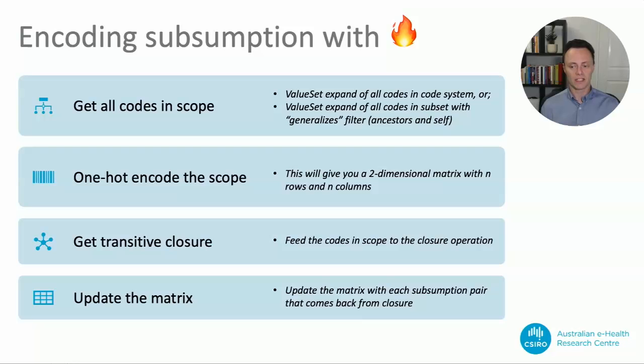This builds up a table of subsumption relationships between the codes. The closure operation will give back pairs. The first code subsumes the second. For each pair, we can look up the coordinates of the corresponding relationship within our one-hot encoded matrix and set it to a 1. Once this has been done for all the pairs, we will have a multi-hot matrix that represents all subsumption relationships between codes in the scope.